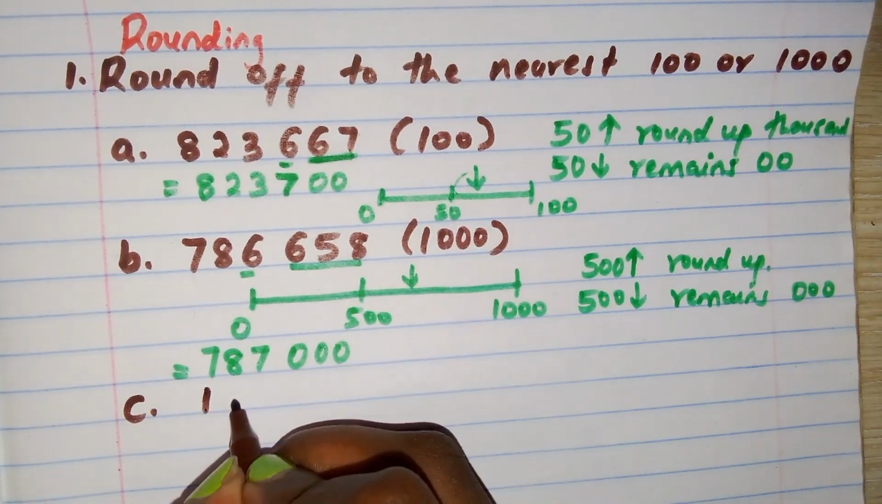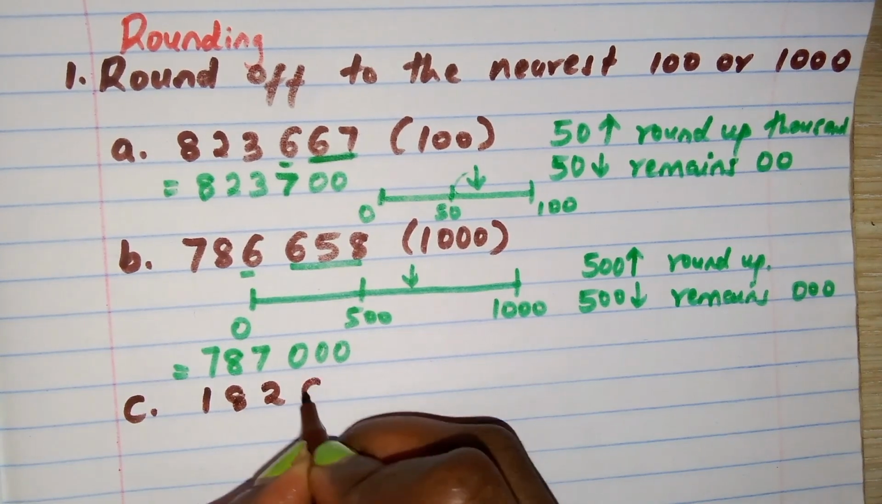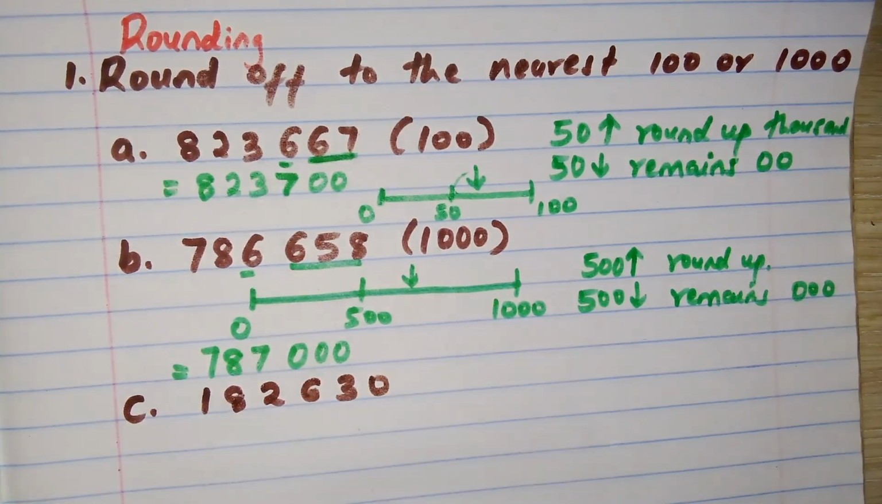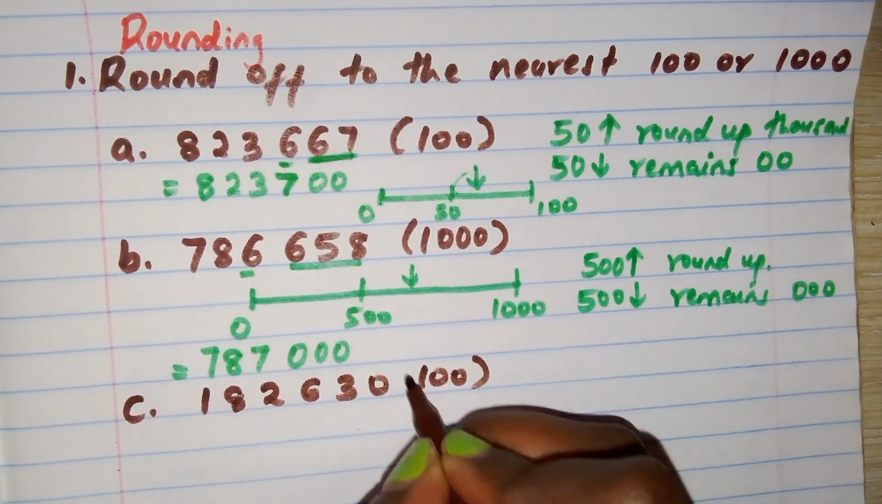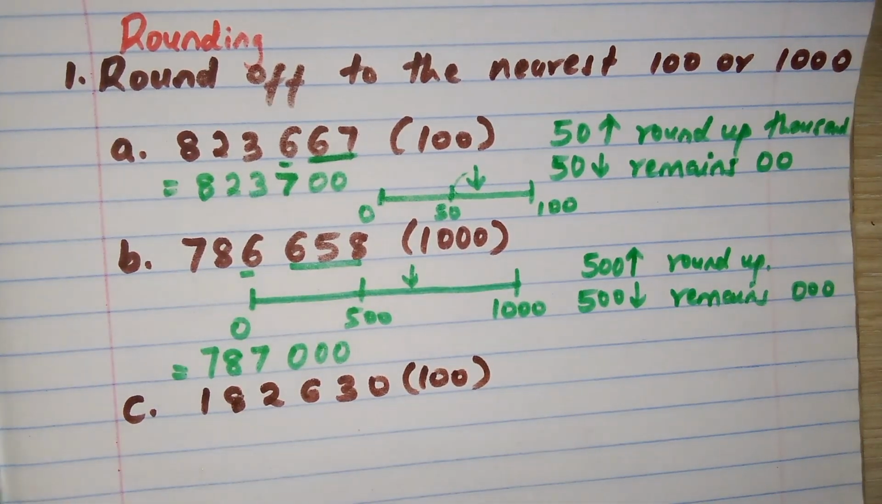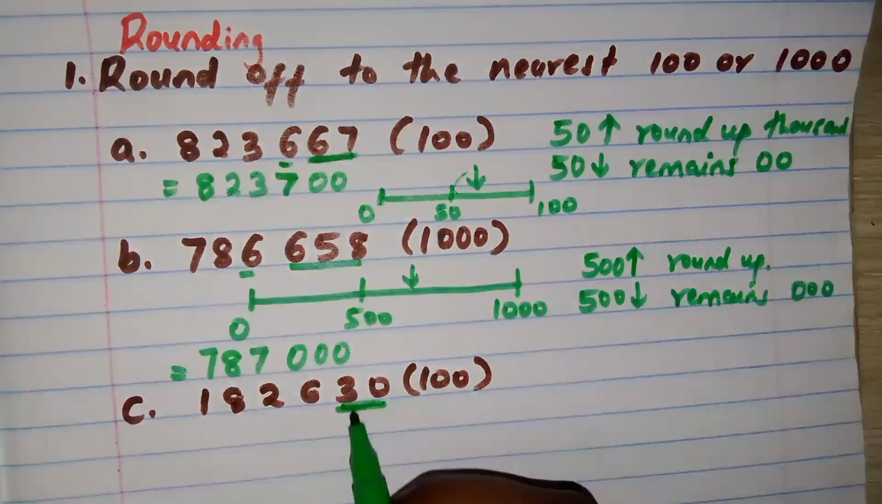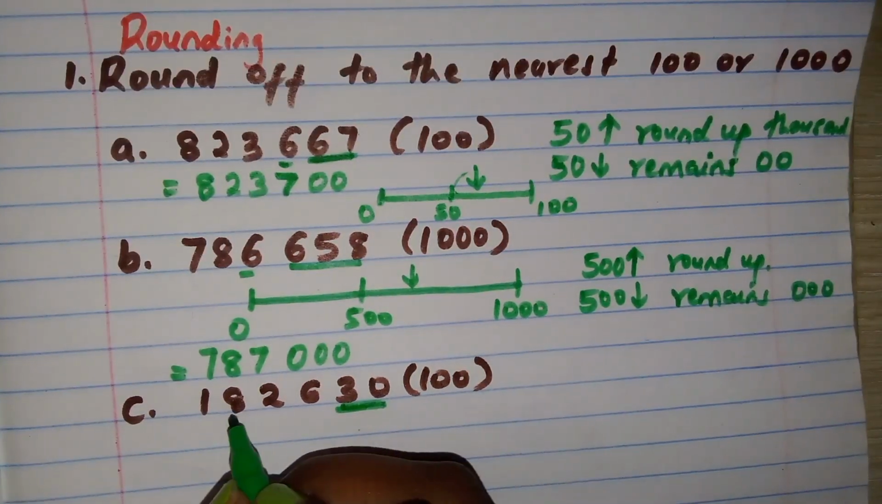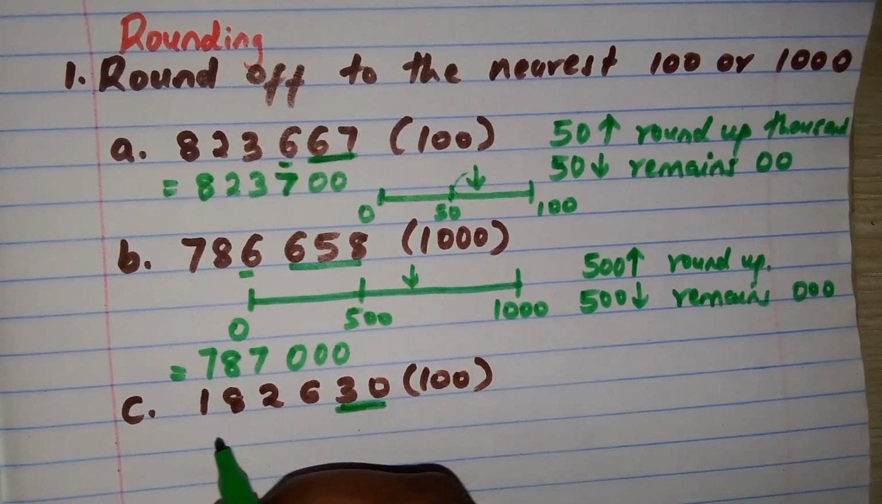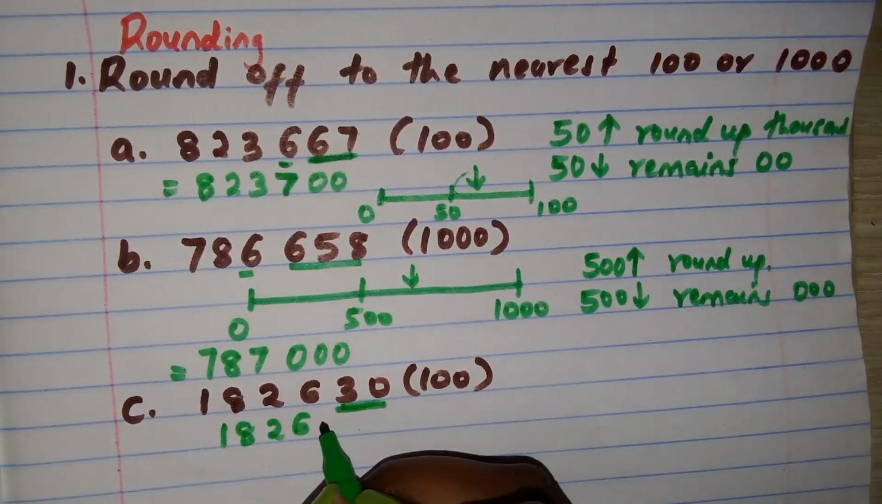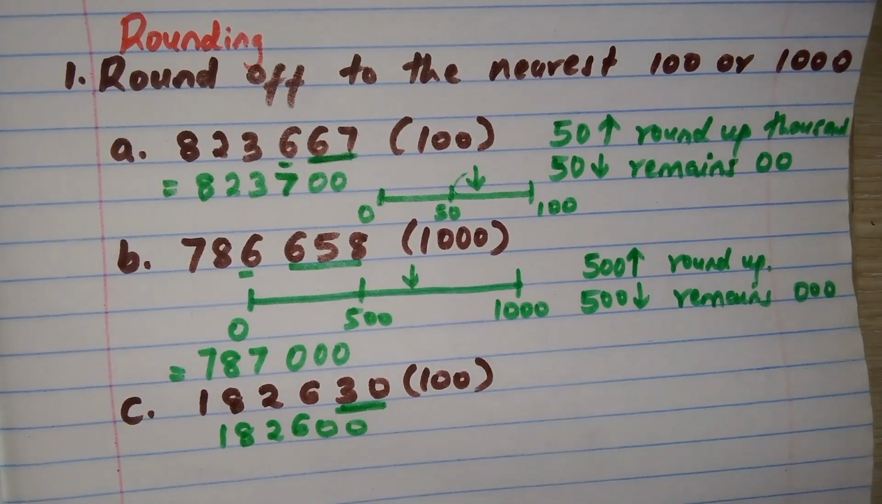So we can try another example whereby this one is less than 50. So for example, 182,630 to the nearest 100. So we look at the last two digits. If it's not more than 50, so this one remains at 0. So all the numbers in front will not be affected. So we have 1826, and this one becomes 00.